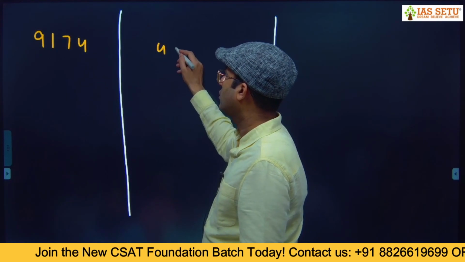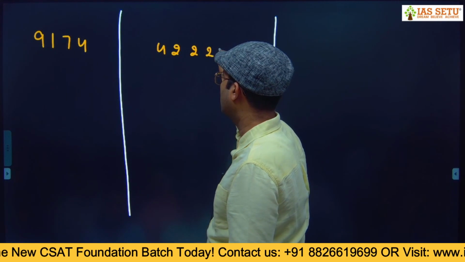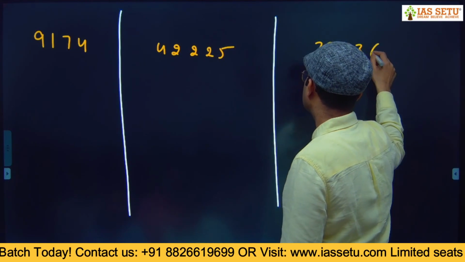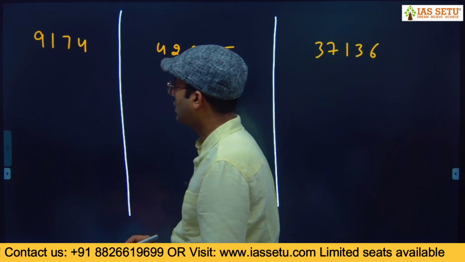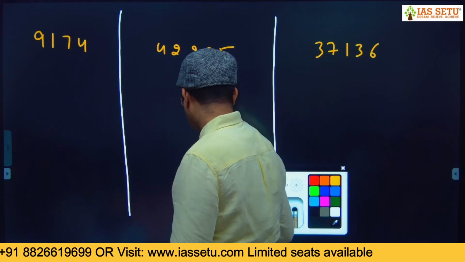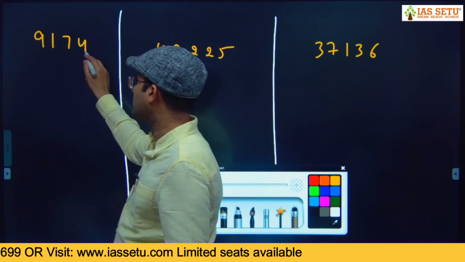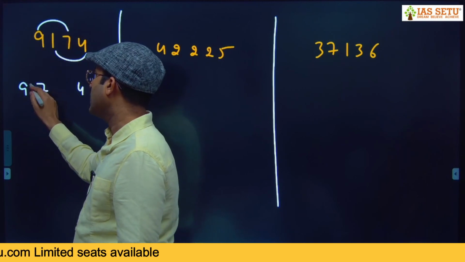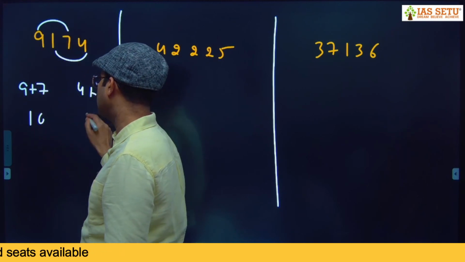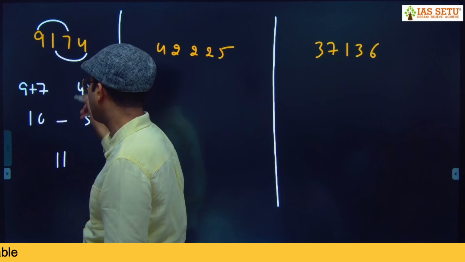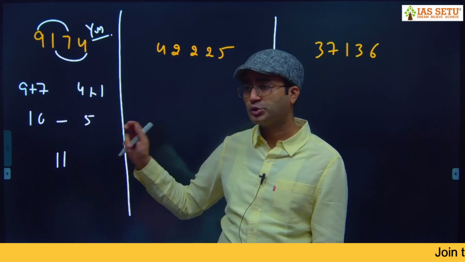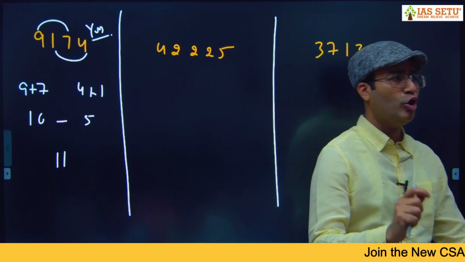9,174, 42,225, 37,136. So step number 1, we break the number into two parts. This is 4 and 5 in one team, 7 and 9 in another team. 9 plus 7, 16. This is 5. Your difference is coming 11. Yes, this number is divisible by 11. Your difference has to be 0, 11 or a multiple of 11.